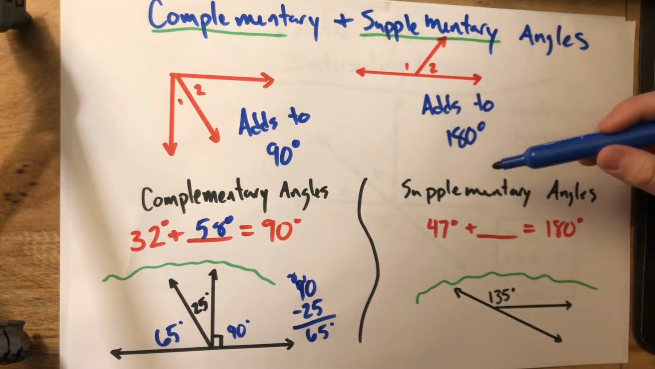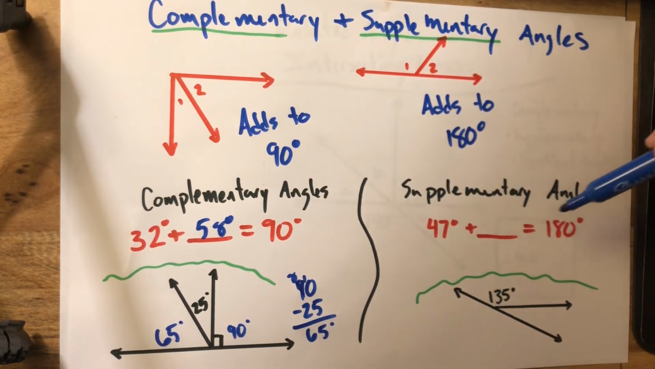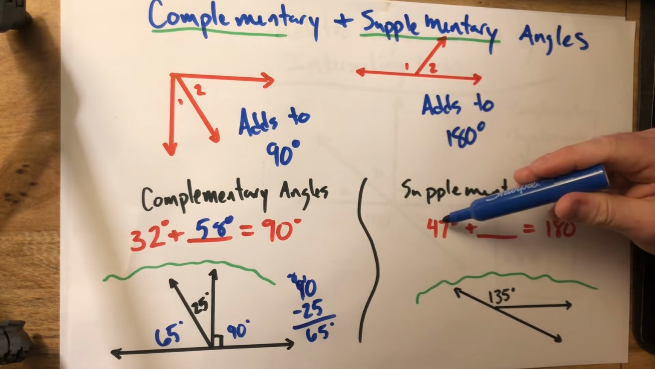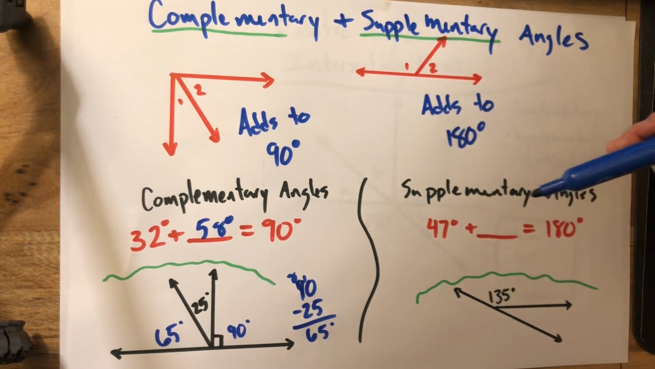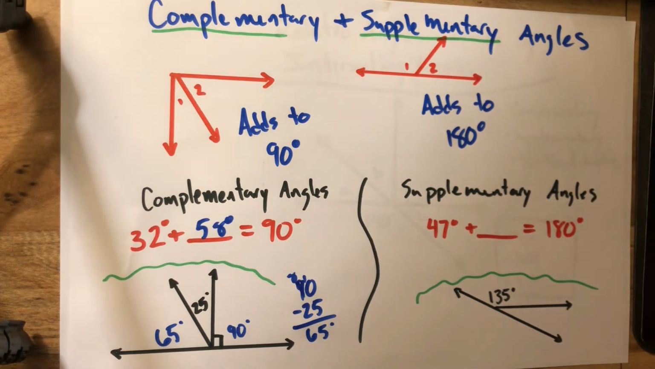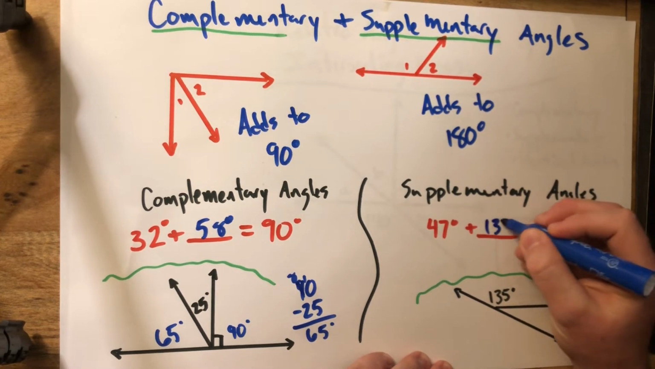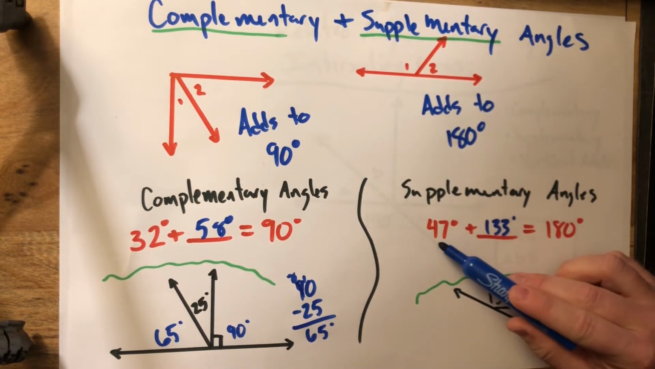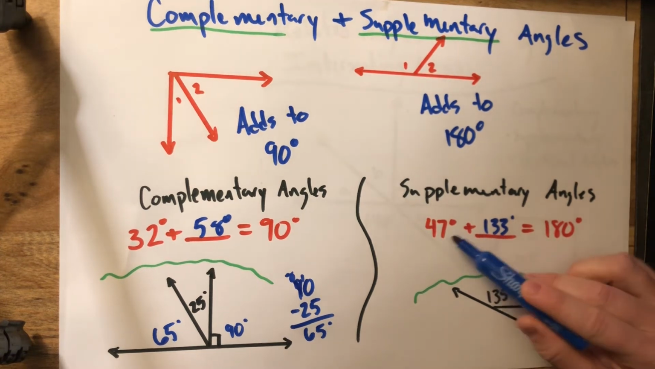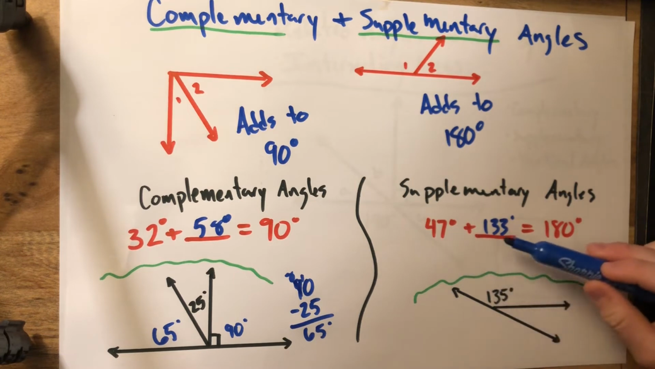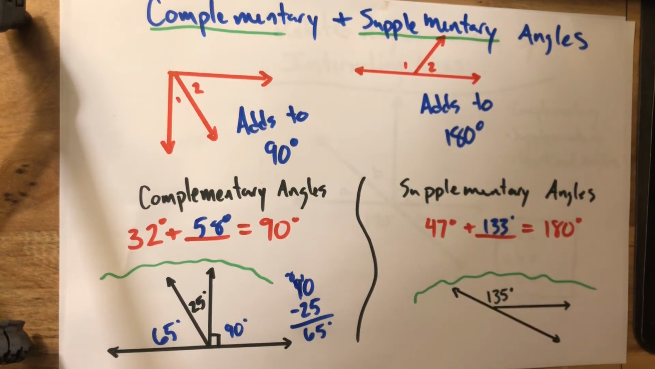Back to supplementary angles for a second. Supplementary is indicating that they add to be 180 degrees. So for example, 47. What's the supplementary angle with 47 that would add to be 180 degrees? If we throw in 133 degrees, 133 plus 47 would be 180 degrees. So therefore we know 47 and 133 are supplementary angles.